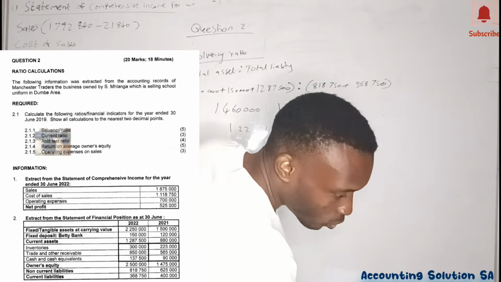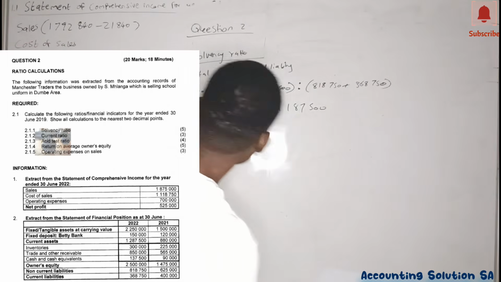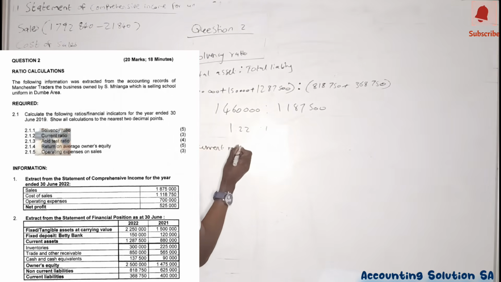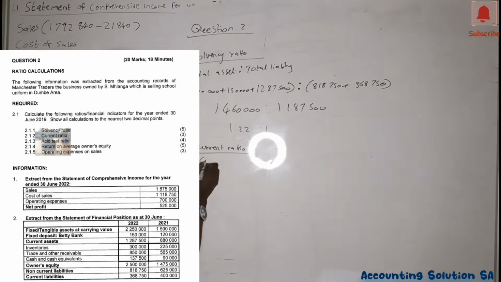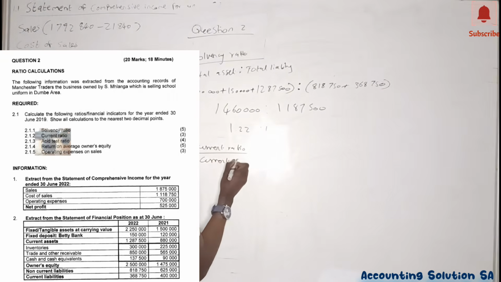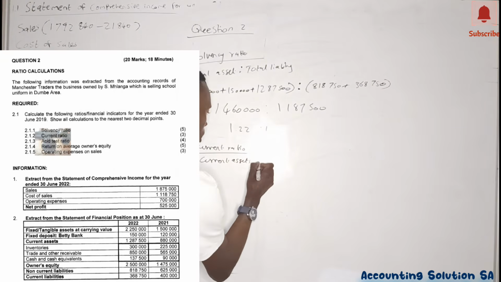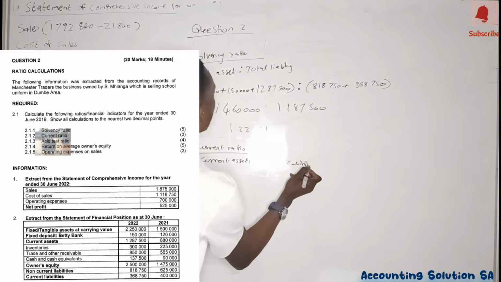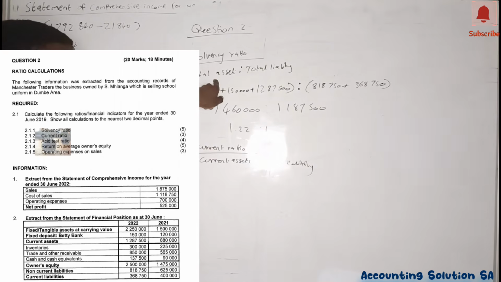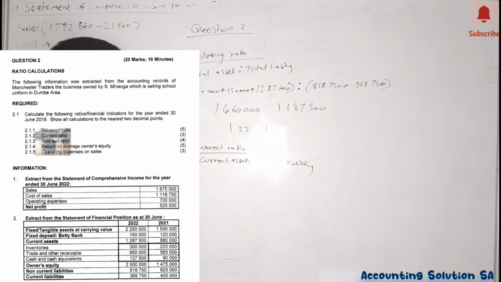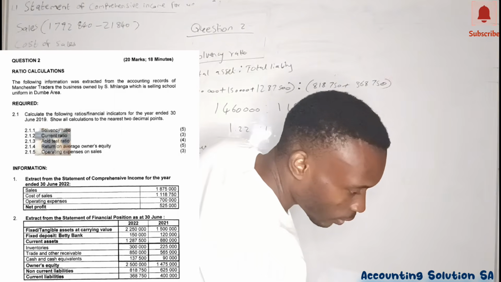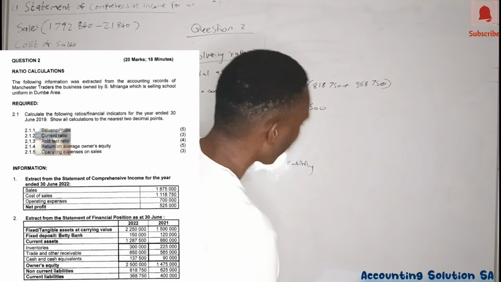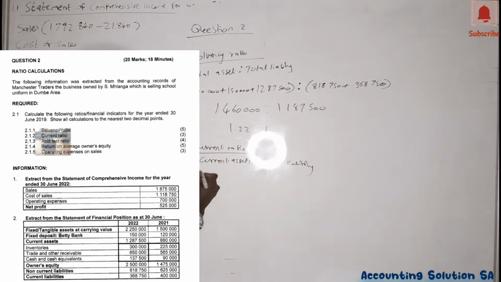Let's go to number 2, which is current ratio. A current ratio is very simple. It's current assets is to current liability. It's not the same as solvency. Solvency is total assets, which includes non-current, guys. Now let's check our current assets. We have it.